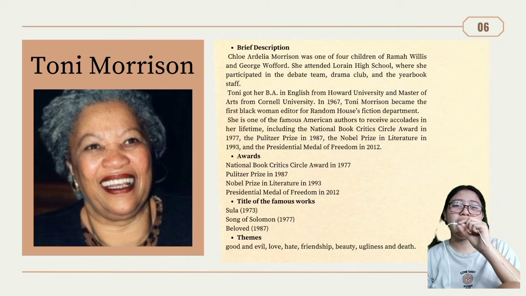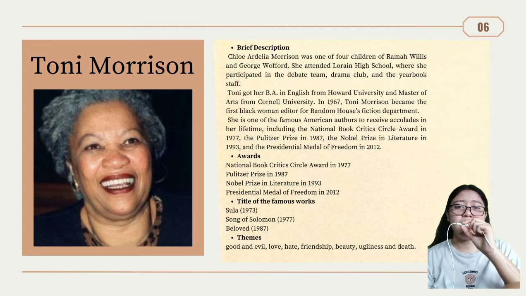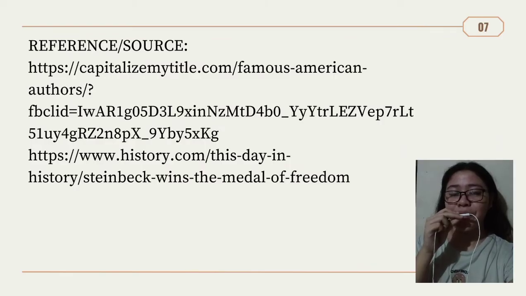The themes of rape, brutal violence, and all are not for the faint of heart, and have made the classic novel. So many of Toni Morrison's themes and subjects are good and evil, love, hate, friendship, beauty, and also ugliness and death. Toni Morrison's novels and poems can be analyzed in regard of two important literary elements, which are the theme and symbolism. So here are the reference of my report.